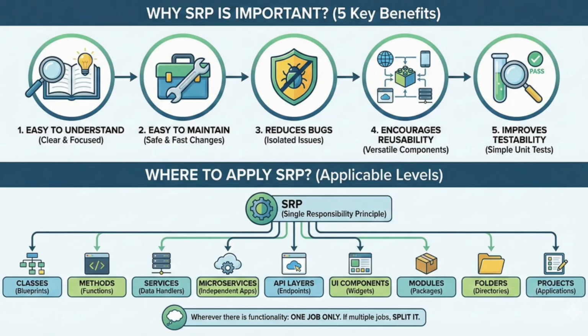Improves testability. Unit testing becomes incredibly simple with SRP. Since each class is responsible for only one thing, we can test that one responsibility independently. Tests become clearer, faster, and far more reliable. This is one of the biggest reasons why SRP is loved in real-world enterprise projects.